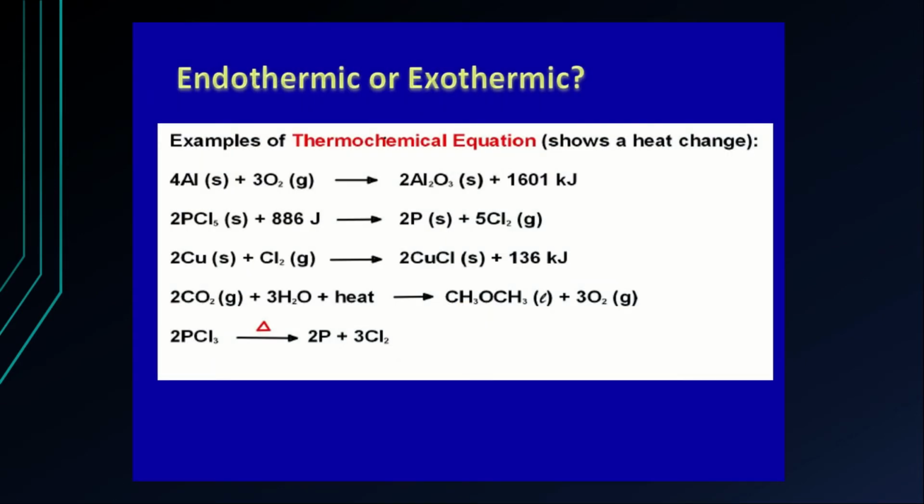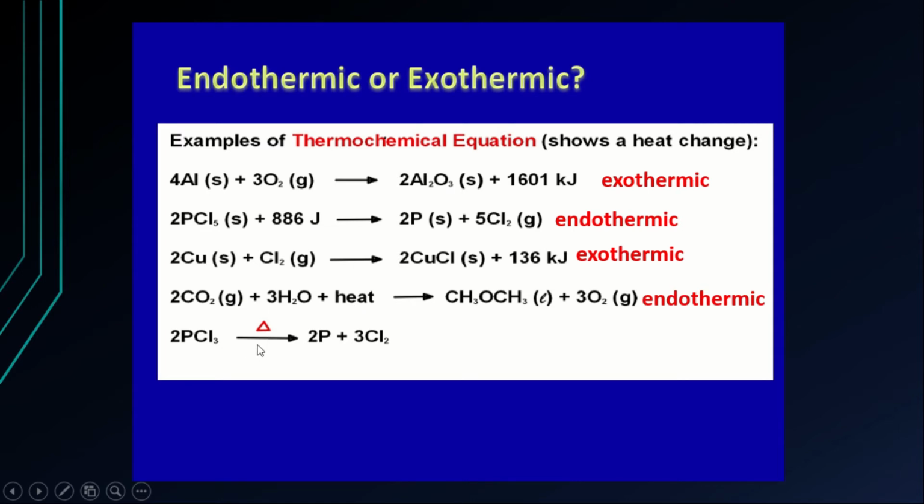Endothermic or exothermic, examples of thermochemical equation or a chemical equation which shows the heat change. So in this case, ang ating energy ay nasa product side. So this is exothermic. On number 2, nasa reactant side ang ating energy. So this is endothermic. On the third one, product, exothermic. On the fourth one, reactant, endothermic. On the last one, dahil merong sign ng delta dito, delta means introduction of heat, this is endothermic.